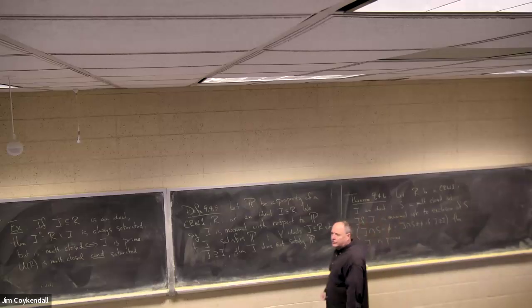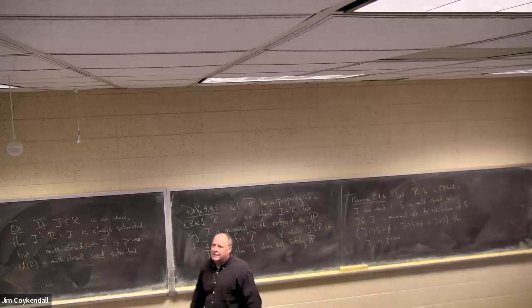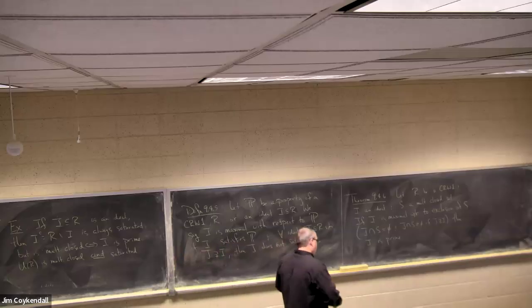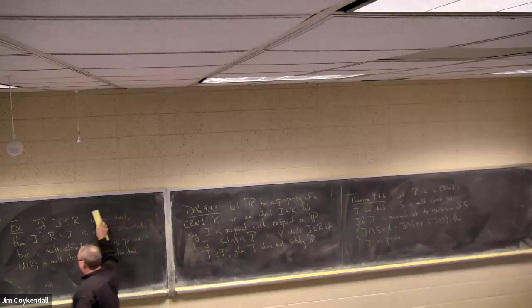I left this as a homework exercise because the problem is not super difficult, but I think it requires you to think along lines that are important. So if you have an ideal that's maximal with respect to the exclusion of any multiplicatively closed set, then this ideal is always prime.